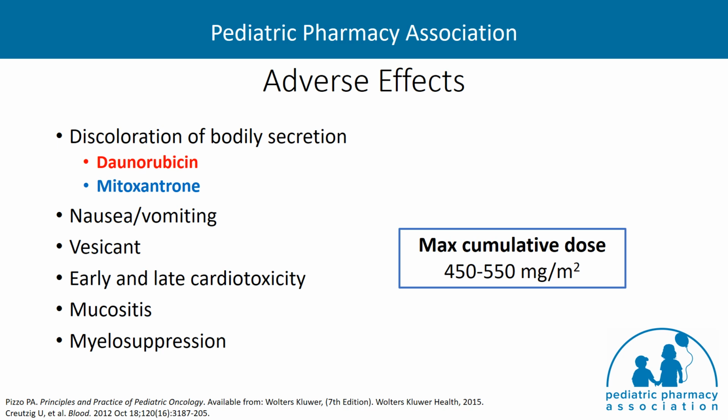Due to this risk of cardiotoxicity, there is a recommended max cumulative dose for anthracyclines, and this all goes back to their overall risk of cardiotoxicity based on the dose that they're given. So with that being said, typically 450 to 550 milligram per meter square of doxorubicin equivalents is considered to be the maximum cumulative lifetime dose for anthracyclines or anthracenediones.